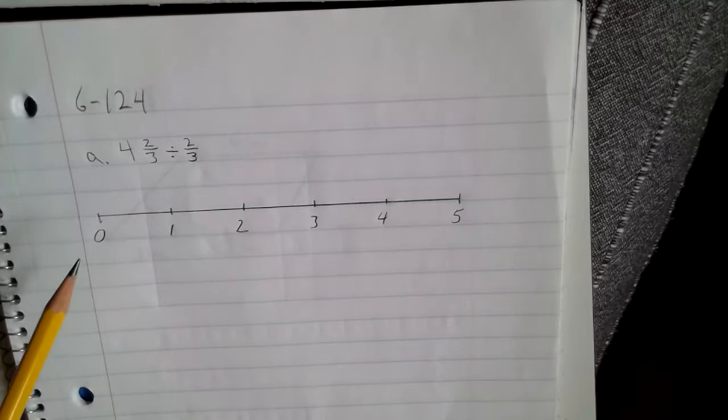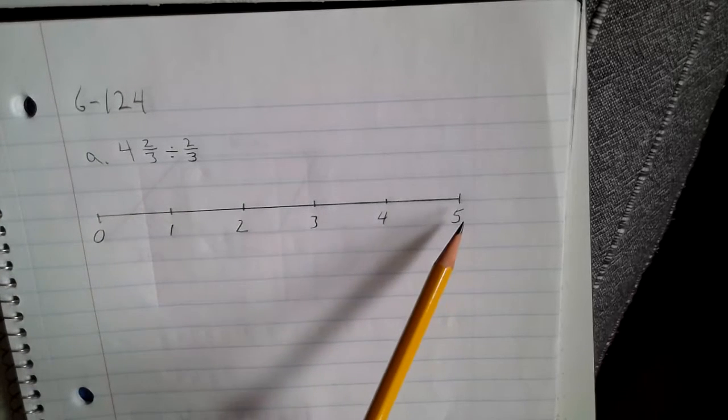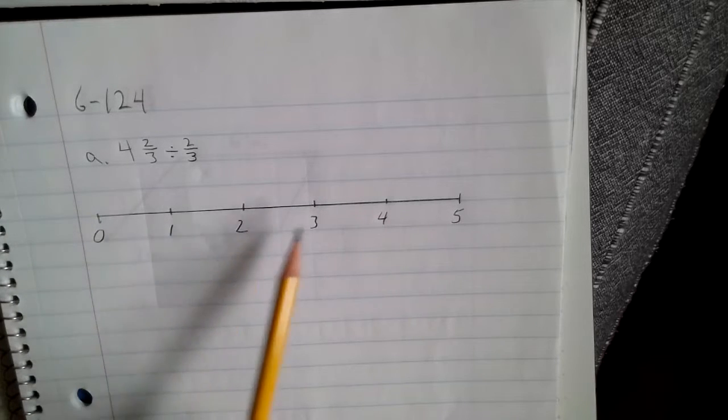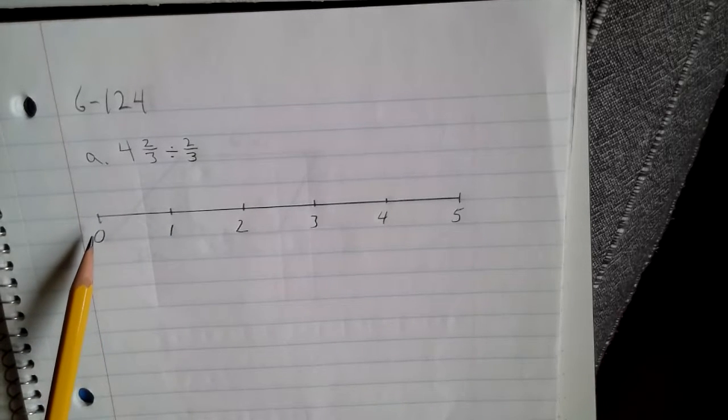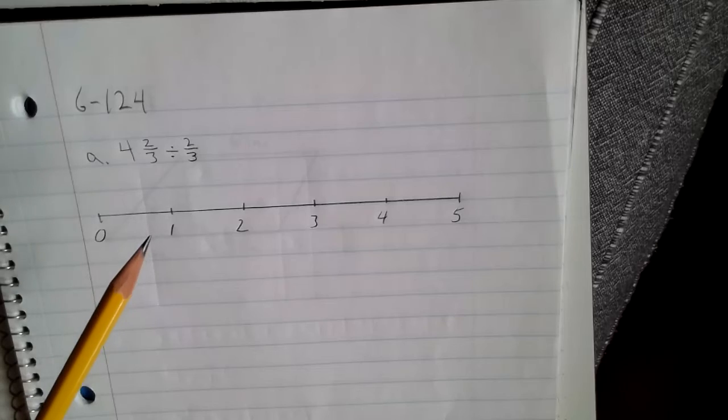The diagram that I'll be using today is a number line. Notice here we have 4 and 2/3, a number greater than 4, so I'm going up to 5. Go ahead and make sure you have that drawn out. Start at 0. Now, we need to say how many complete groups of 2/3 can we take out of 4 and 2/3.